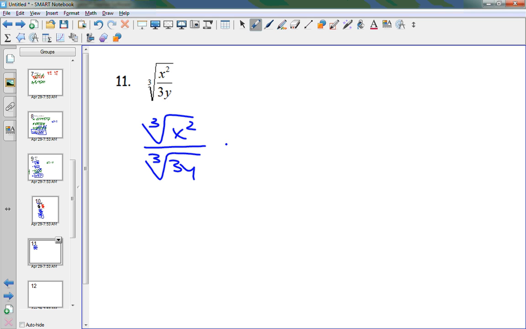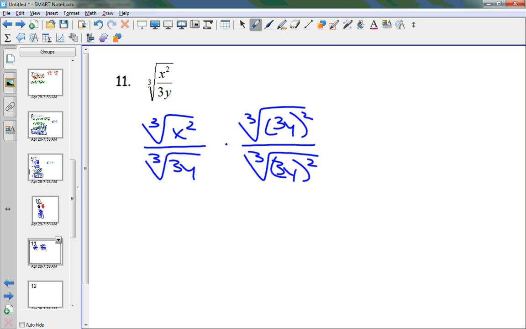I don't believe in divorce, but just saying, in mathematics we sometimes have. Now, I need to multiply by what? I have how many 3y's down there? 1. How many more do I need? 2. I need 2 more 3y's. So I'm going to multiply by the cube root of 3y squared over the cube root of 3y squared. Do we all see that? Yes or no?